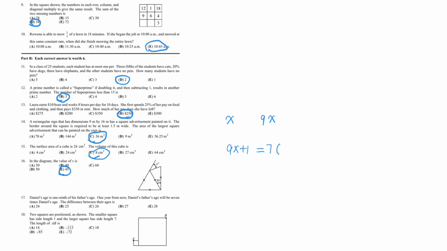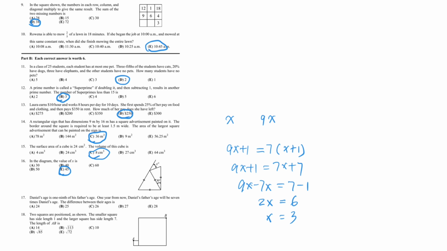7 times Daniel's age 1 year from now is 7 times x plus 1. So 9x plus 1 is 7x plus 7. So move the x to the left side, move the 1 to the other side. That will be 9x minus 7x equals 7 minus 1. 2x is 6, x is 3. x is 3, that's Daniel's age.